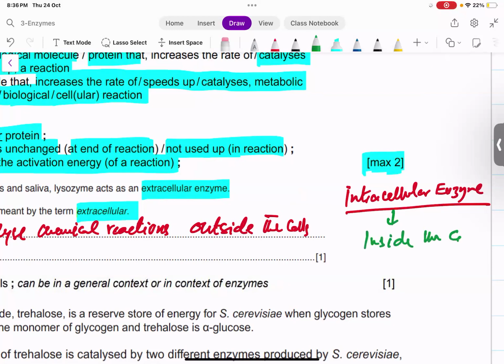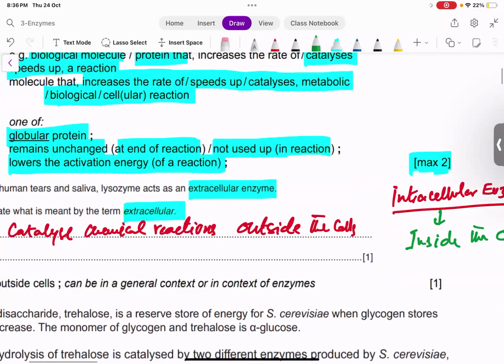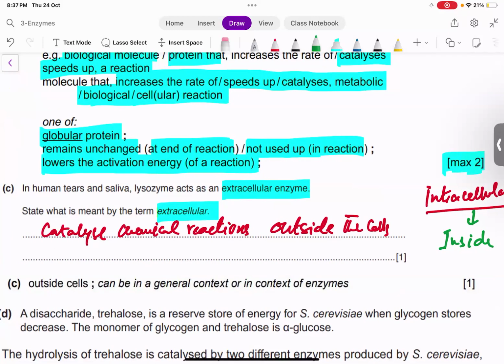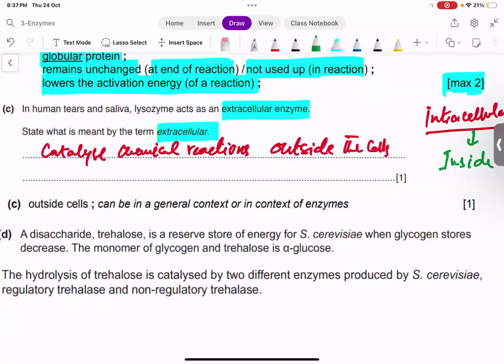Inside the cell. Okay. For example, the enzymes involved in DNA synthesis or RNA synthesis that obviously take place inside the cell or inside the nucleus. So DNA polymerases, RNA polymerases, they are all intracellular enzymes. Whereas digestive enzymes may be intracellular, they may be extracellular, like proteases, lipases, carbohydrases, amylases. They may work inside the cell or they may work outside the cell. So they may be extracellular, they may be intracellular.